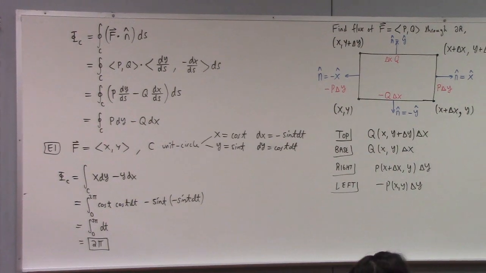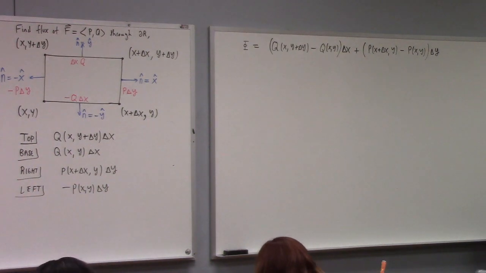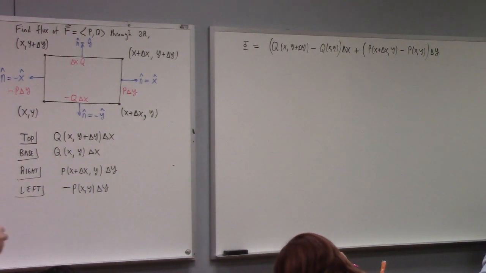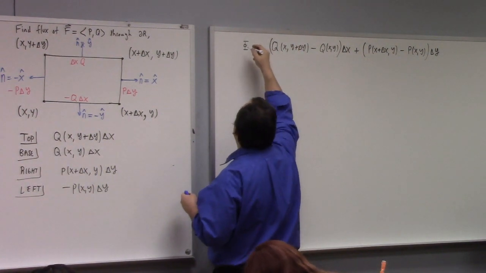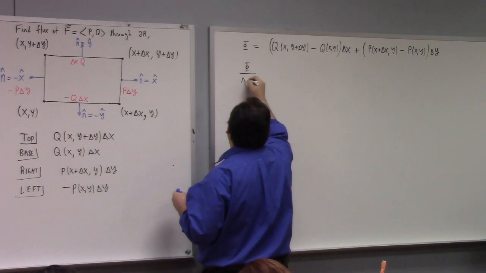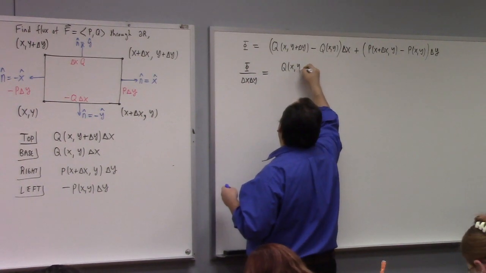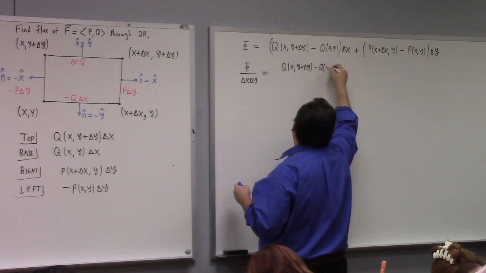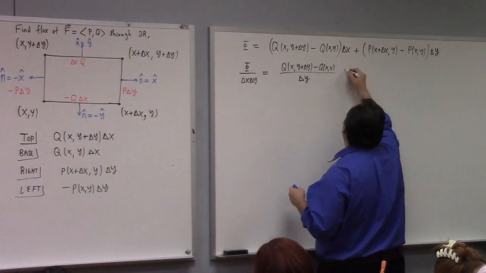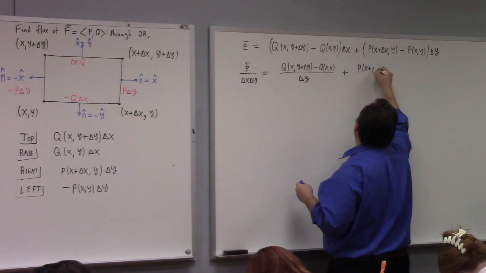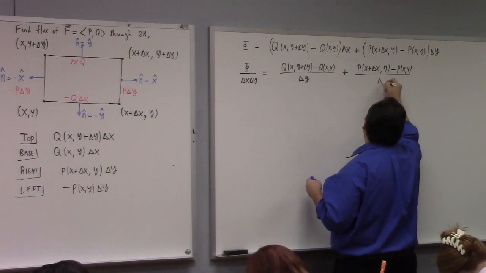A messy, weird formula, I guess, but something like that. Yeah, fair enough. So if I take the flux over delta x delta y, I've got q of x comma y plus delta y minus q of x, y, over delta y, plus p of x plus delta x comma y minus p of x comma y, over delta x.